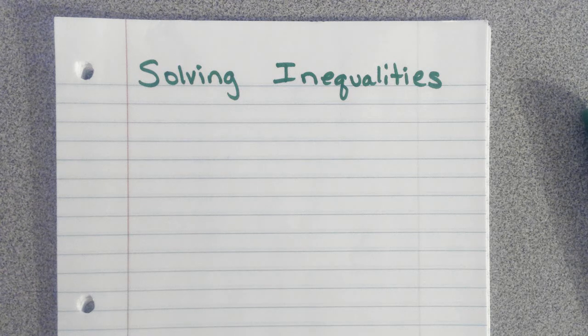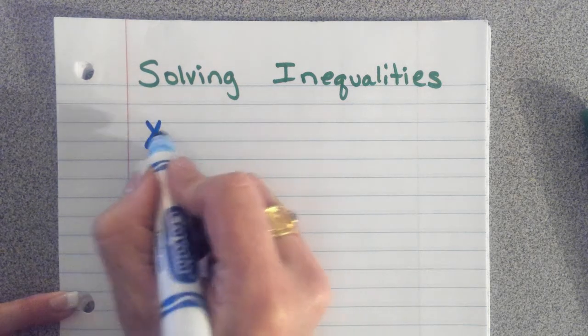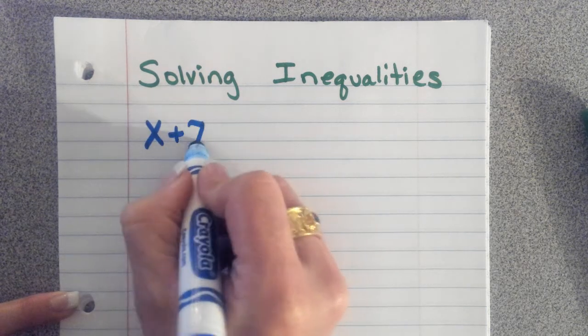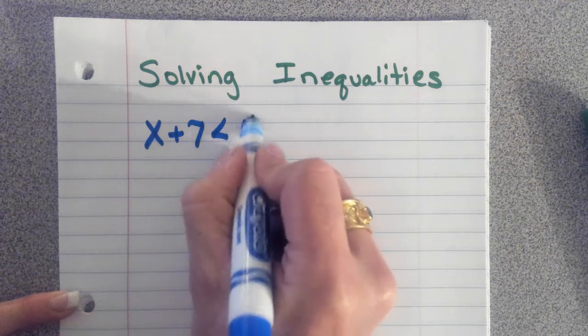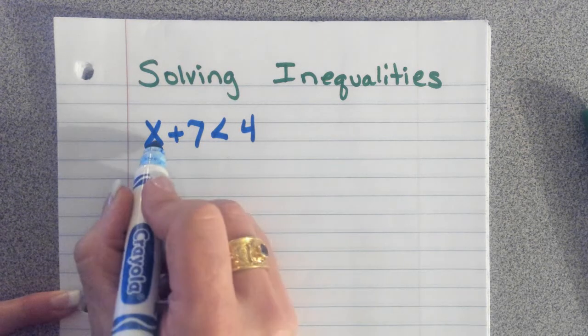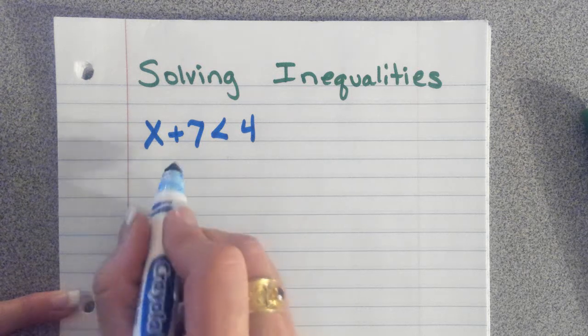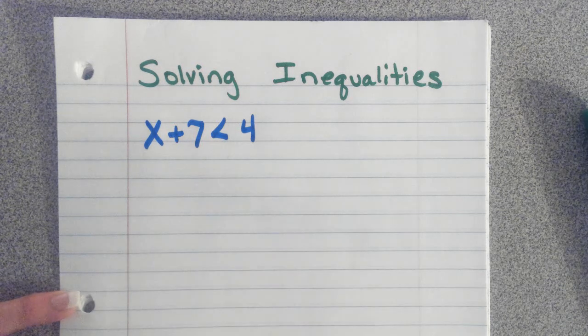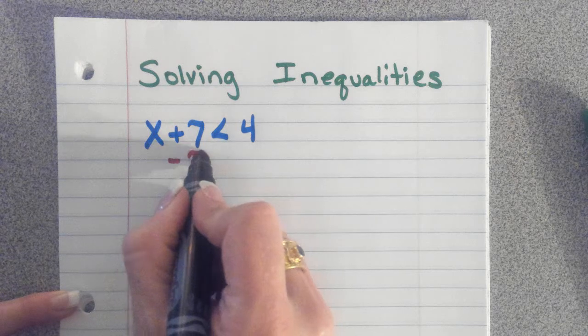Okay, I'm going to start with the basics. Say we have x plus 7, and it is less than 4. What we want to do is to get this x by itself. So how do I get rid of a plus 7? I want to minus 7.